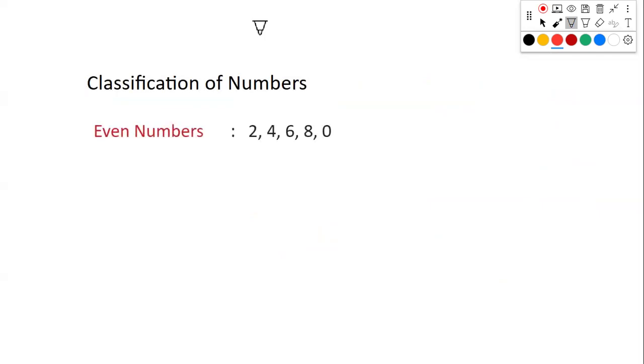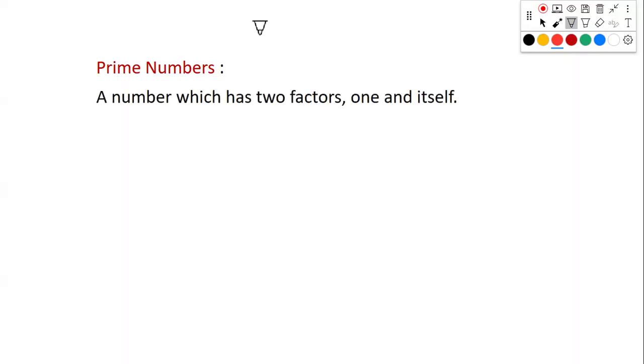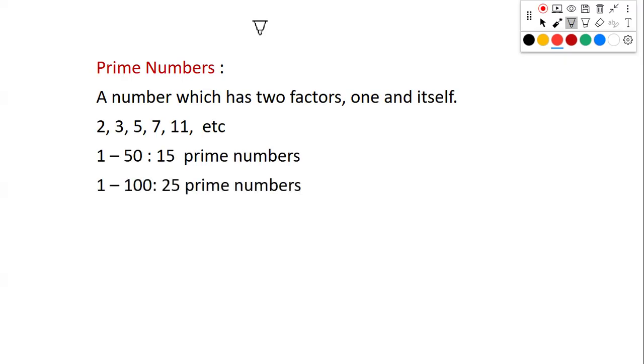Classification of numbers: even numbers, and then odd numbers. Very important are prime numbers. A prime number has two factors, one and itself, like 2, 3, 5, 7, 11, etc. There are 15 prime numbers between 1 and 50 and 25 prime numbers between 1 and 100. It is good to know these 25 numbers, so that as soon as you look at a number less than 100, you can tell whether it is prime or not.